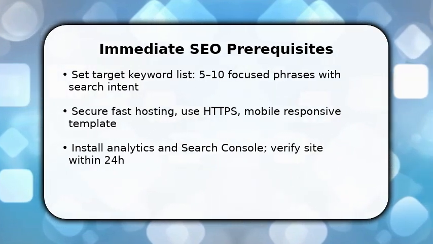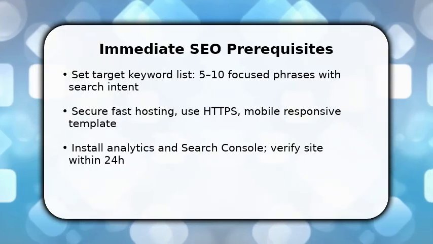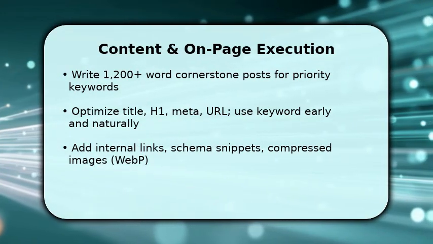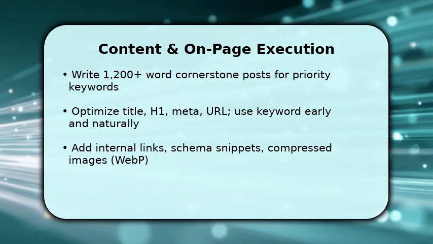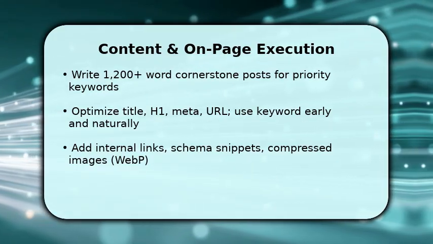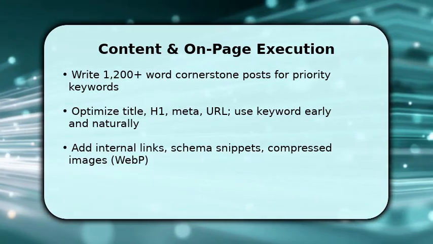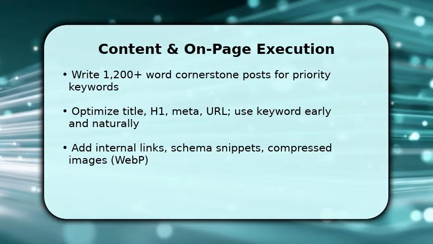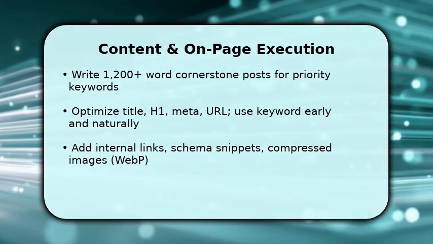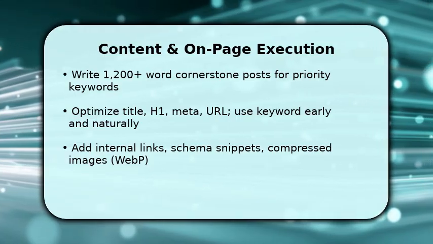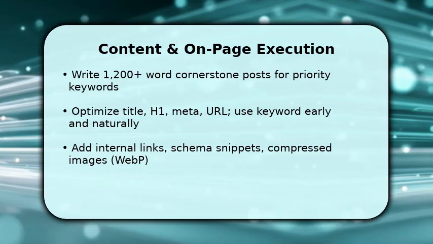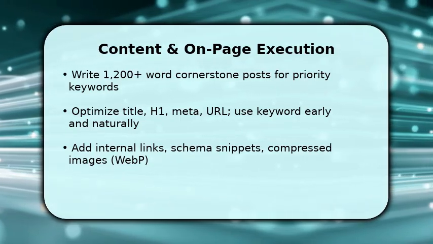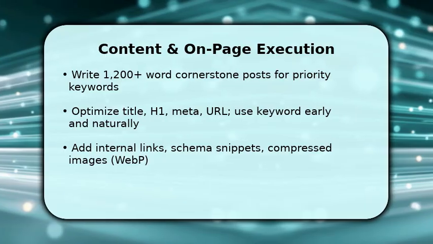You now build the pages that will rank. Craft one or more cornerstone posts of roughly 200 words or more targeting each priority keyword because depth signals authority. While writing, place the keyword naturally in the title, H1, first 100 words, meta description, and short URL to clarify relevance. Once drafted, add internal links from other posts, include structured data snippets for rich results, and compress images to WebP to improve load time.